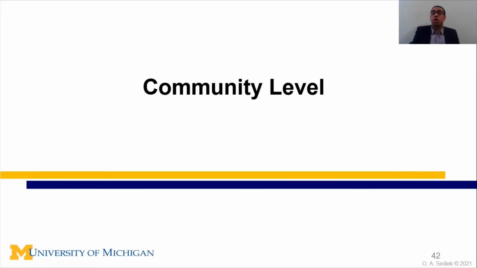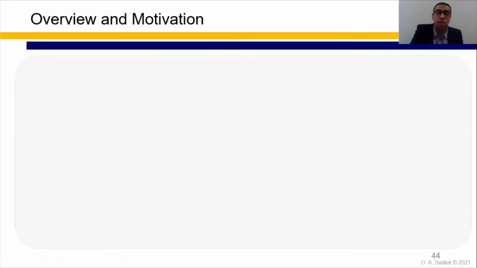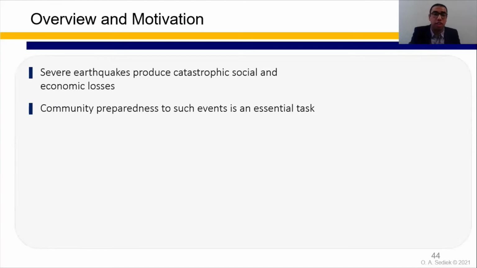Okay, so now let's go larger. We are going from the building level, from looking at a single building, to looking at a whole community. Here we studied the interdependencies between the building portfolio, which is actually the collapse of the buildings, as Professor Atul mentioned, the transportation network, and the healthcare system in community resilience. To discuss the motivation behind this research, severe earthquakes produce catastrophic social and economic losses, like what I showed at the beginning of the presentation. So communities should be prepared for such events.